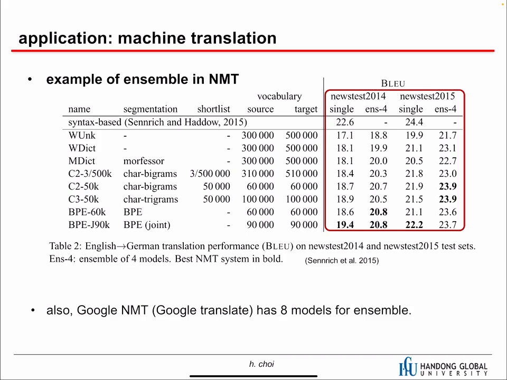And this is another application, machine translation. In machine translation, if we use a single model, the performance is like this. And if we use 4 different models, then look at these numbers. Every time it is improving the performance. It's almost 2 point something, and 2 point something is a significant improvement. Okay, so all the numbers are encouraging. And Google Neural Machine Translation has 8 models for ensemble. Each model is huge, and then they have 8 models.